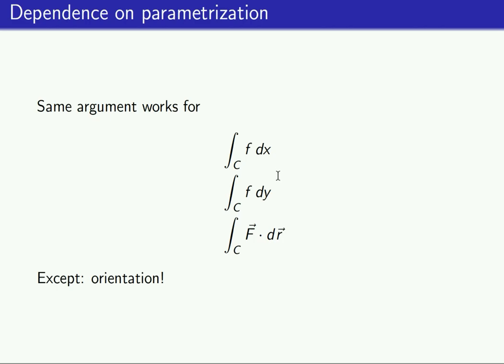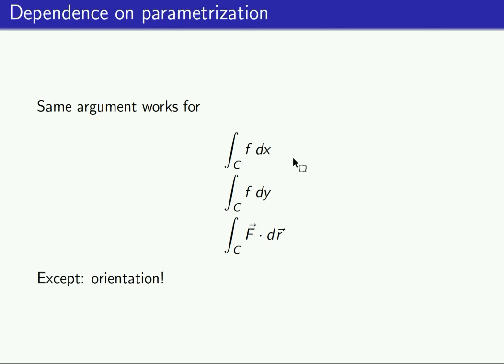Here multiplied by dx, here multiplied by dr. Here you've got a vector field dot dr. Given this picture here, it's basically going to be the same. So these are going to be independent of the parameterization, with the exception of one little thing, which I'd like to talk about, and that's orientation.